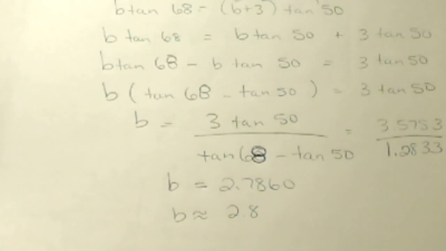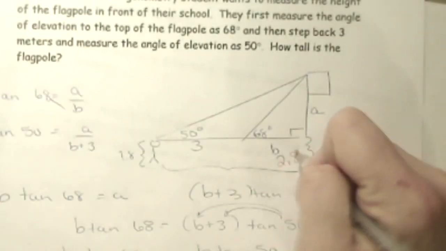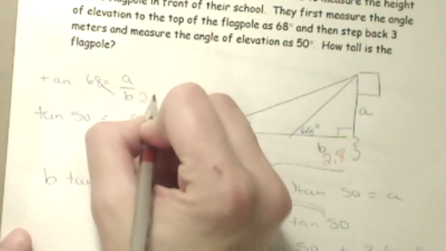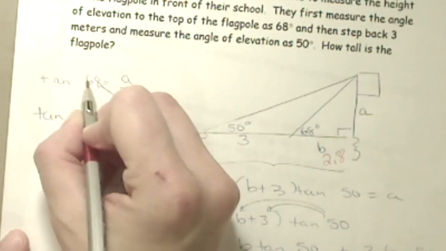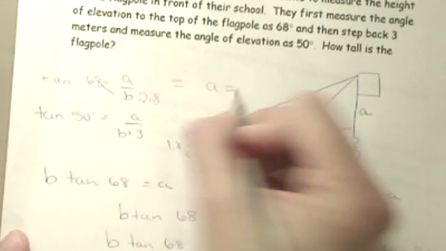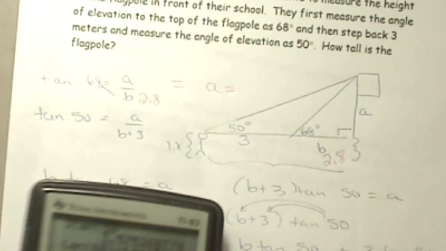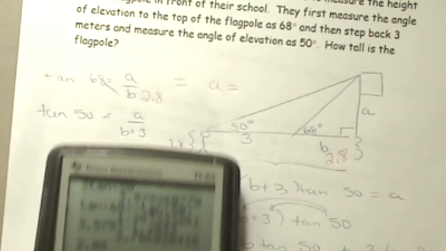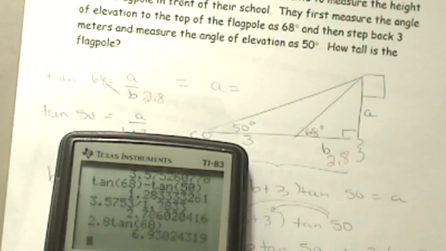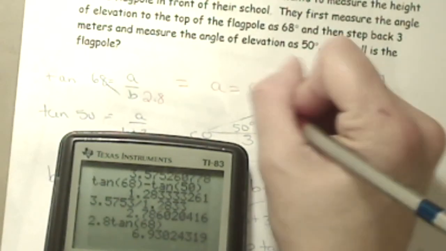Now that I know b, I can go back and find a. B is approximately 2.8. So that means right here, b is 2.8. I can multiply 2.8 times tangent 68 to get a. 2.8 tangent 68 is 6.93.